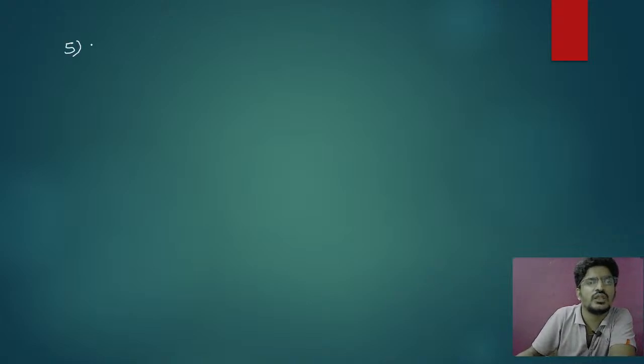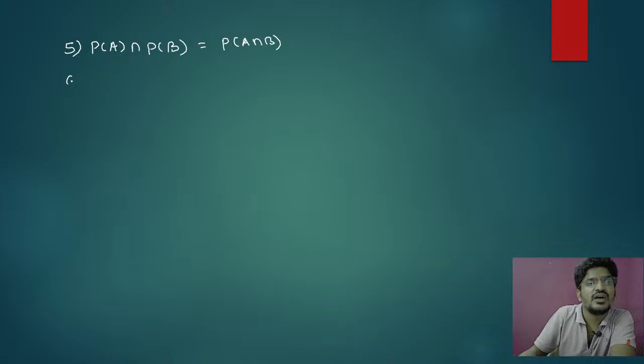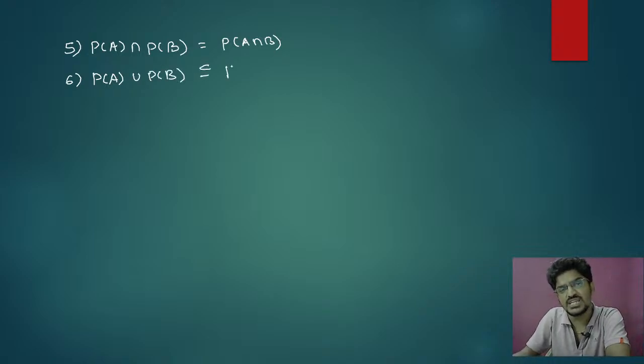See the fifth one, P of A intersection P of B is equal to P of A intersection B. If the power set of A intersection the power set of B you do, you are going to get the power set of A intersection B. And the sixth one you can see, power set of A union with power set of B will be a subset of the power set of A union B.